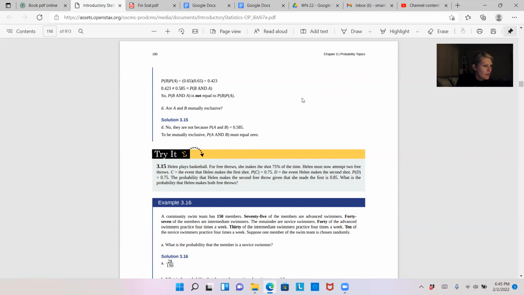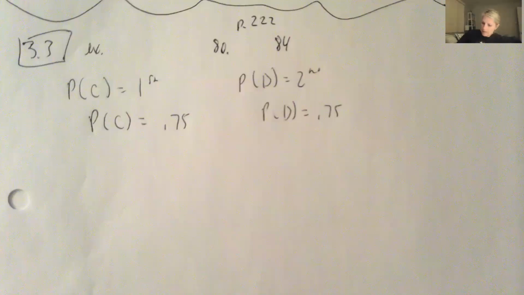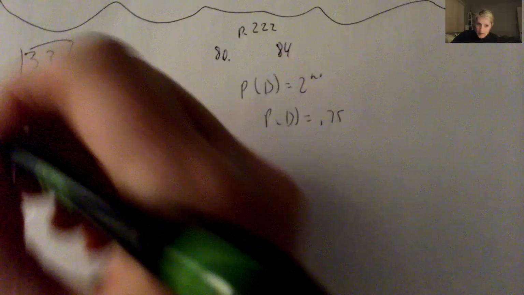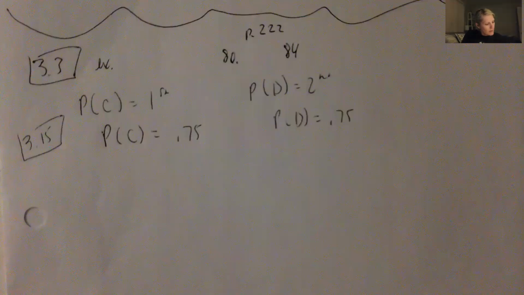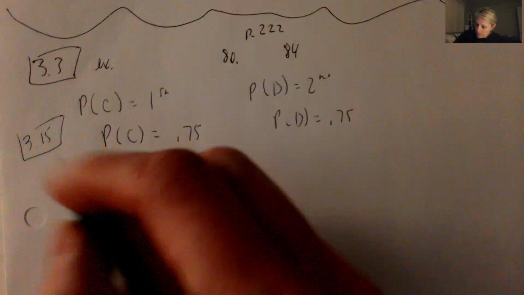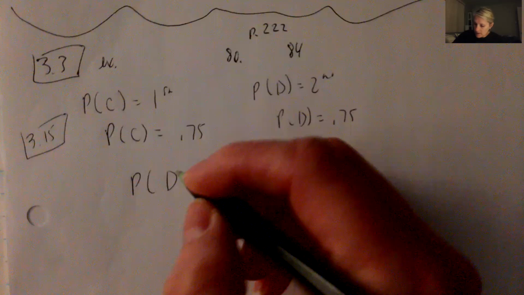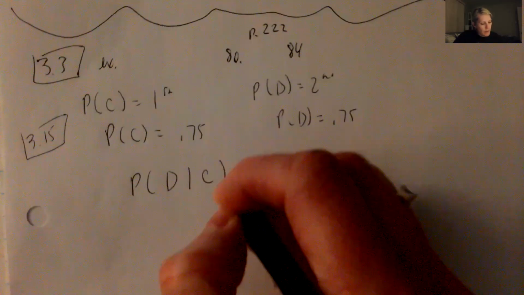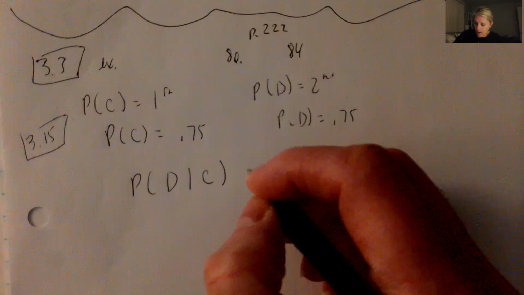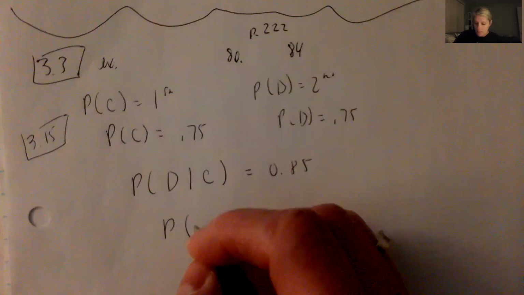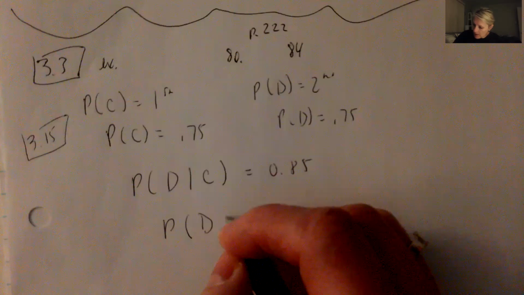So let's look at this on my paper here. They gave us 3.15, try it. It says the probability that Helen makes the second free throw, so the probability of D, given that she made the first free throw, is equal to 0.85. What is the probability that Helen makes both? So what is the probability of D and C?